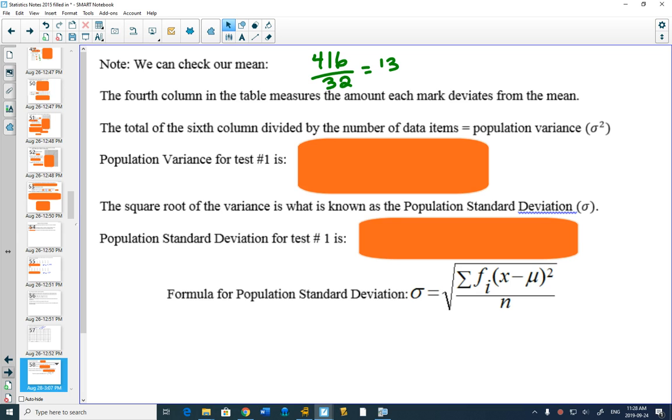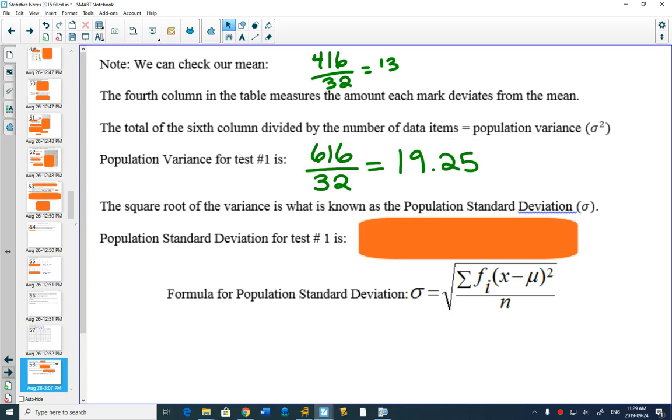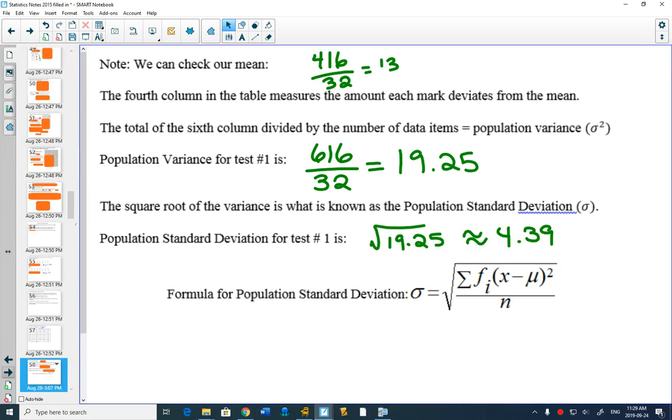We can check our mean. There was 416 things in total. Divide by 32 students gives us 13. Our formula for variance is just that total sum divided by how many we have. So that's 616 divided by 32. And then our standard deviation, which we got from our calculator, is just the square root of our variance, which is 4.39.